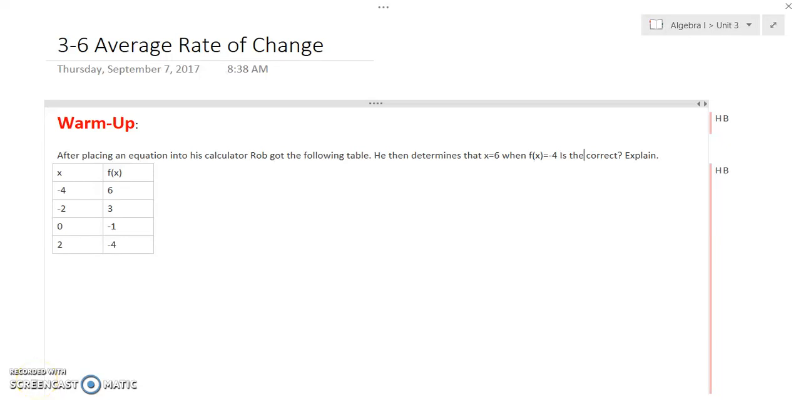Okay, today's lesson is on average rate of change, which is also called slope. What I want you to do is take a couple minutes, do the warm-up. While you are doing the warm-up, you want to pause this video and go to your OneNote, complete the warm-up. When you are done with the warm-up, play the video, and then you can see the correct answer.